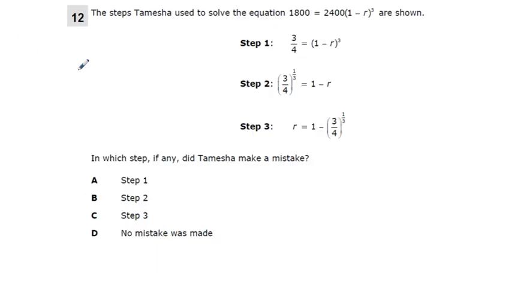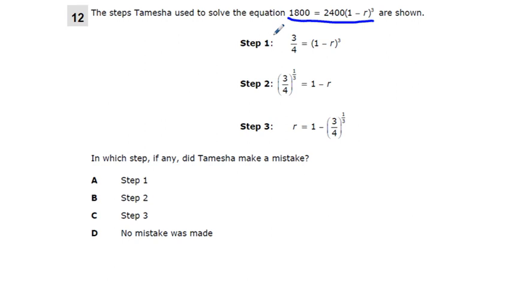Next, 12. The steps Tamisha used to solve the equation 1800 equals 2400 times 21 minus r to the third power are shown. And so here's the first thing in this first step. We're going to choose which of these steps did she make a mistake in. So the first thing we're going to do from step 1 is we're going to divide both sides by 2400. So if we divide 1800 by 2400, we're going to simplify to 3/4.